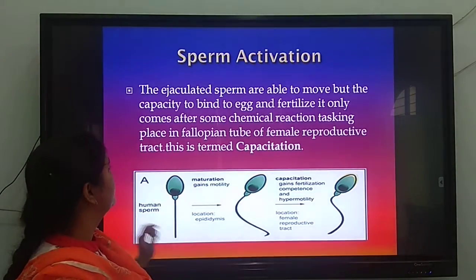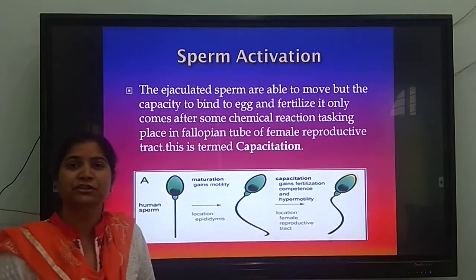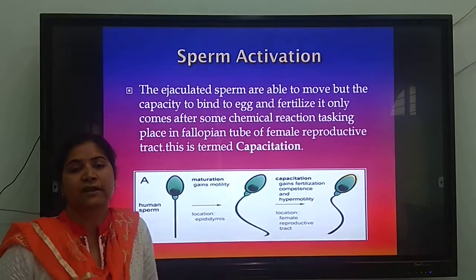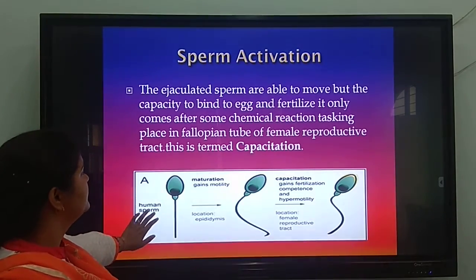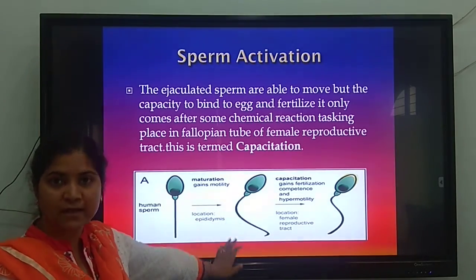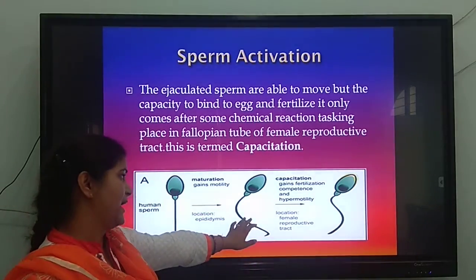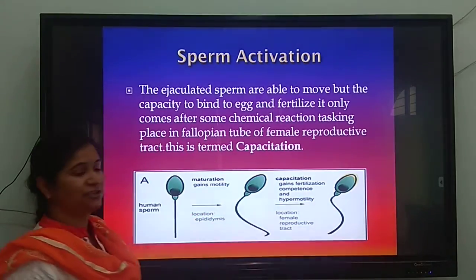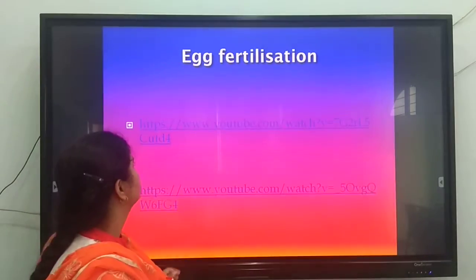Now coming to sperm activation. The ejaculated sperms are able to move, but the capacity to bind the egg and fertilize it will only come after certain chemical reactions that take place in the female reproductive tract. So here you can see a human sperm, but it gains maturity in the epididymis within the male reproductive tract, but it gains capacity to fertilize only in the female reproductive tract. This process is known as capacitation, means attaining the ability to fertilize, capacity to fertilize.